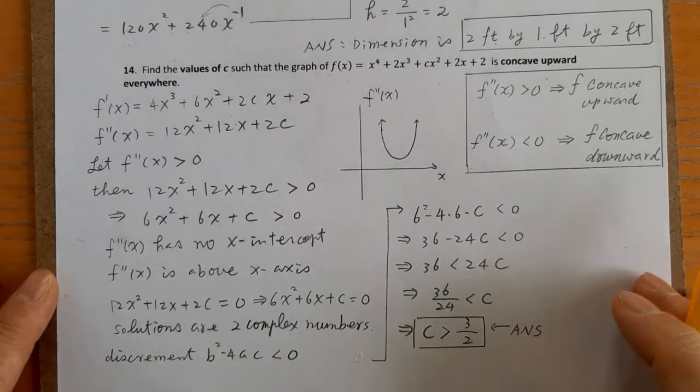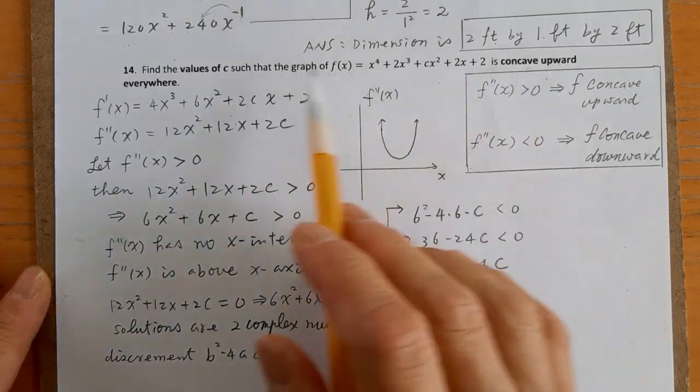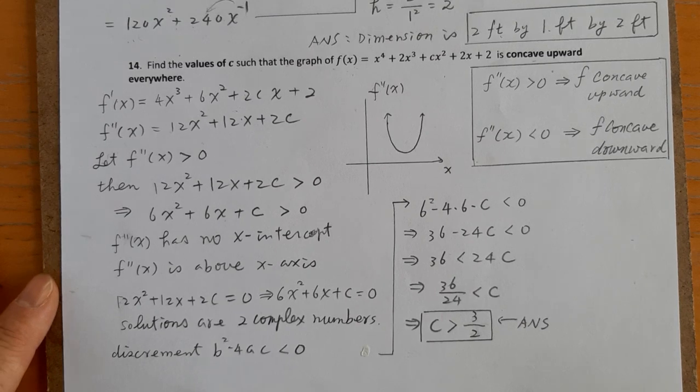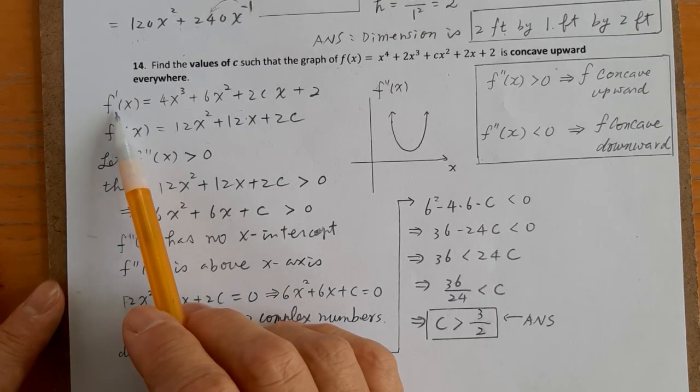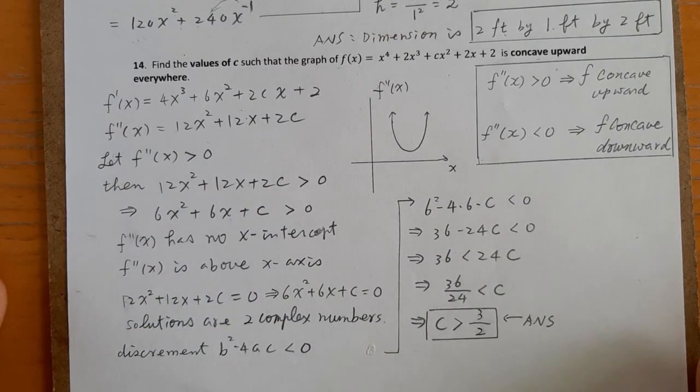This one is concave upward everywhere. So it's going to be concave upward, which means the second derivative is positive.